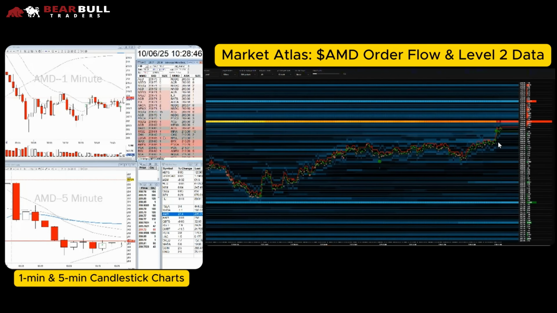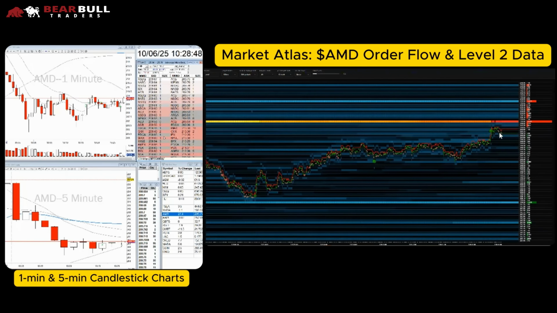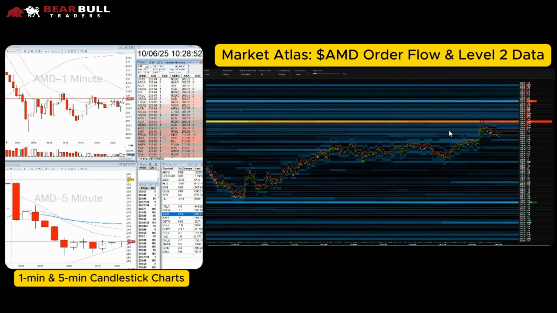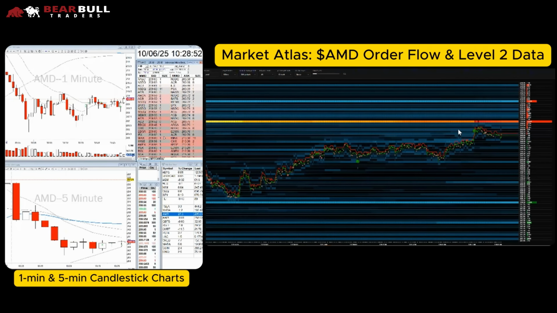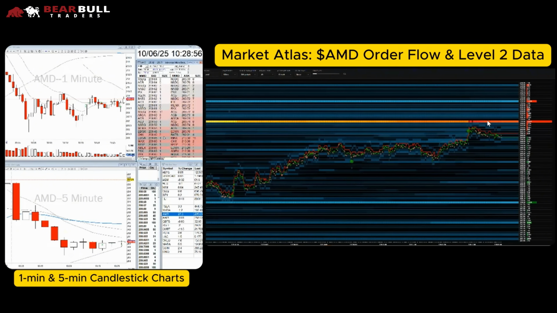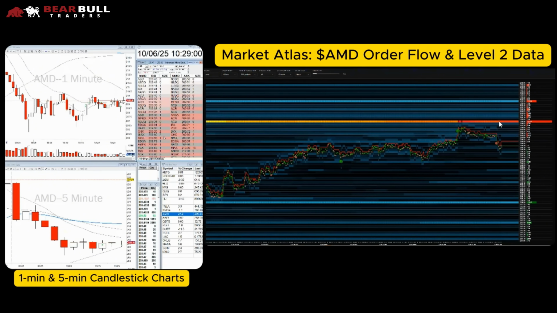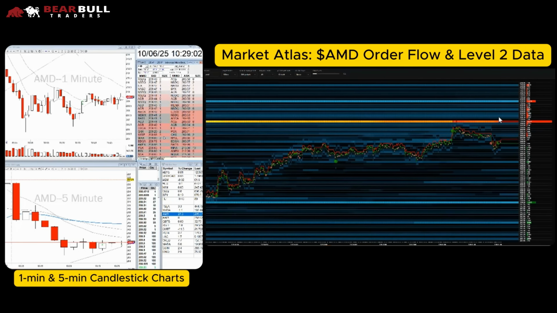And now we have a strong order getting filled here, a very obvious visualization for us traders if we're using Market Atlas to trade. And we'll be waiting for the orders to get filled. If price does push through this level, again, the breakout will be very strong.